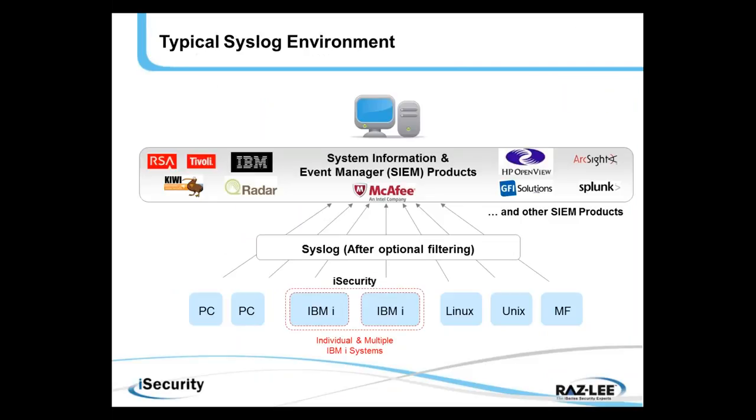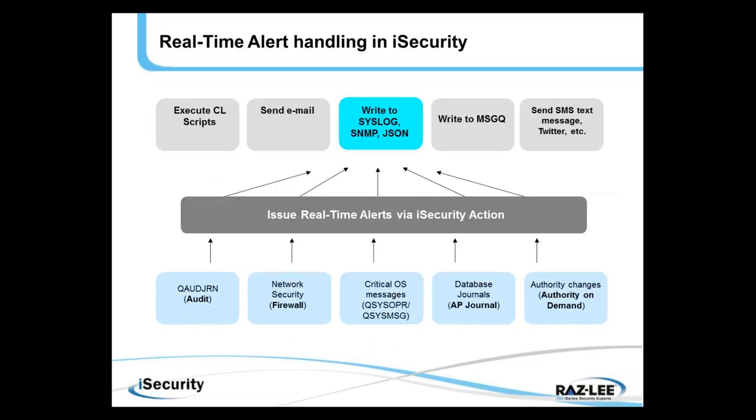Again, a typical Syslog environment, starting from the bottom, we've discussed this, different platforms. We can optionally filter events coming from the IBM i and send them to the various SIEM solutions. Looking at it another way, looking at it from the bottom of this slide, QAudit Journal, the system journal from our audit product, network security alerts from our firewall product, critical OS messages, database field level changes from AP Journal, as well as authority changes, for example, can all send real-time alerts via our action solution.